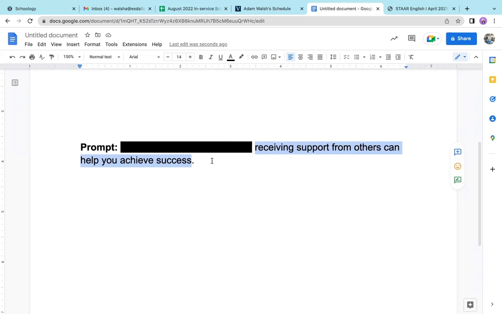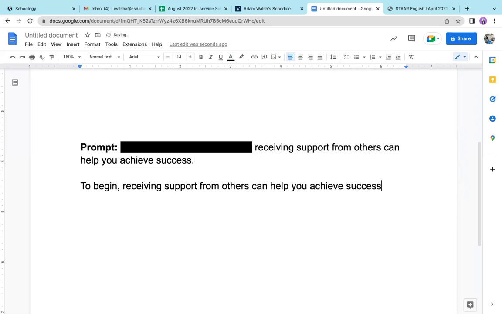So let's copy it. To begin, let's put it in. Receiving support from others could help you to achieve success. All right, now this one, you could do it one of 2 ways. You could say there are 3 reasons receiving support from others can help you achieve success, colon. You could also say receiving support from others can help you achieve success in 3 ways. You can do it either way, it's no big deal. We're going to do 1, 2, and 3, just like we did before.